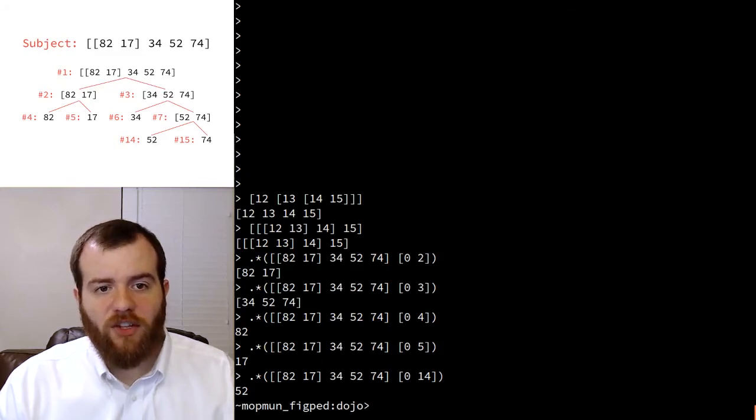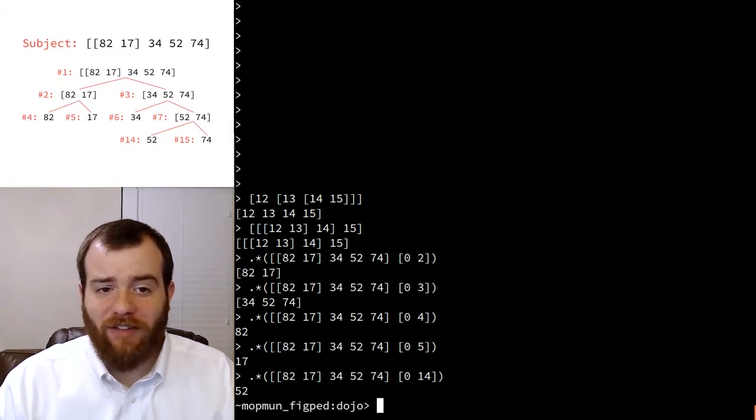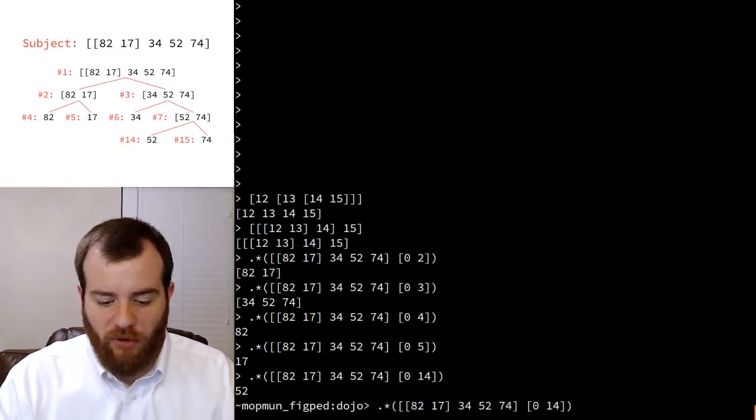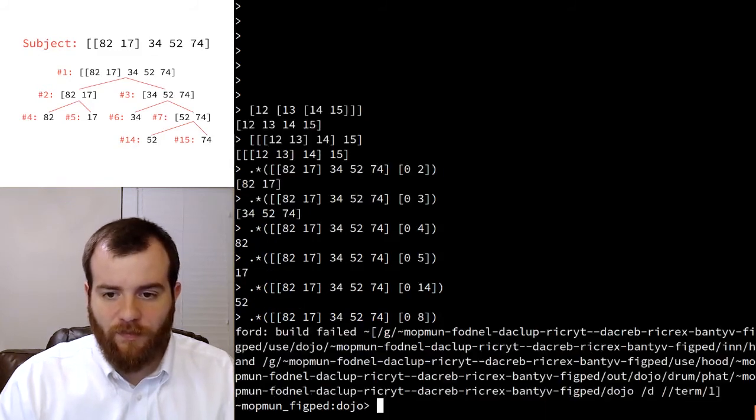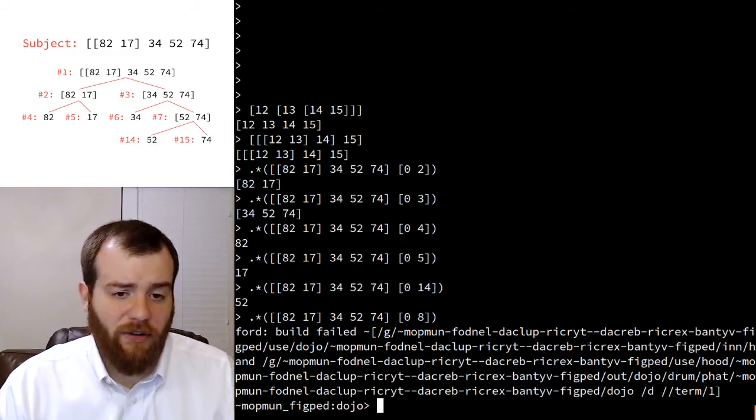Okay, so notice that in the chart we don't have anything at address 8. 8 would be the head of whatever's at address 4, but at address 4, all we have is an atom. We don't have a cell, so it doesn't have a head or a tail. So what happens if we put 8 in? Well, we get a crash. So just keep in mind that you have to use an address that actually has something there in the subject. Okay, so that's really all there is to NOC 0.